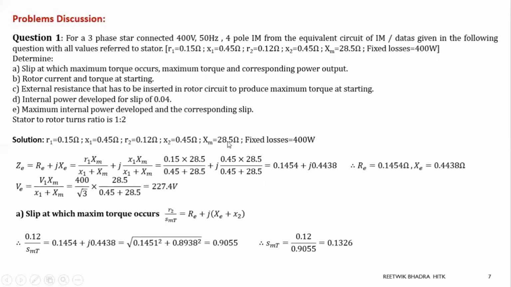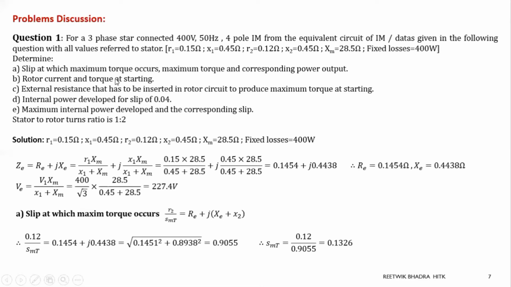What is my XM? 28.5 in the numerator. What is in the denominator? X1 plus XM, again the same term, 0.45 plus 28.5. Do this calculation and you will get 227.4 volt. These are all what we require while solving all our problems. That's why we have found out your ZE and we have found out your VE.